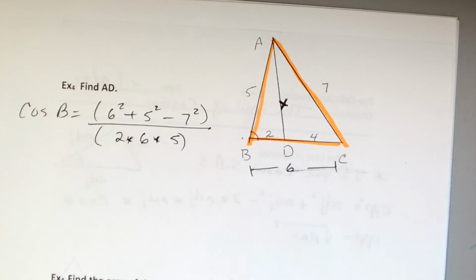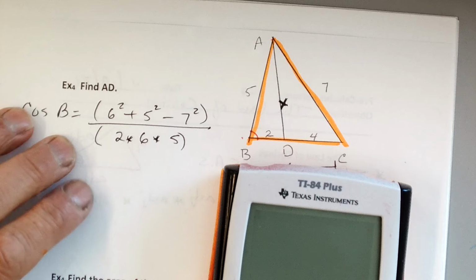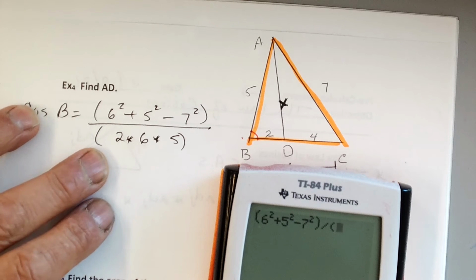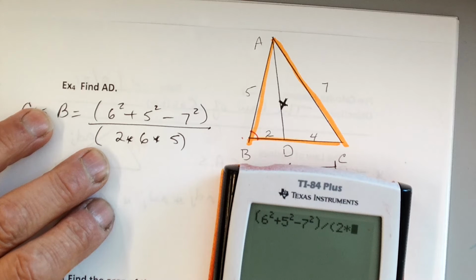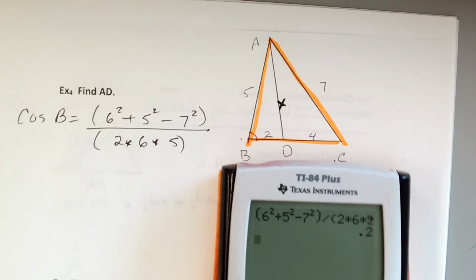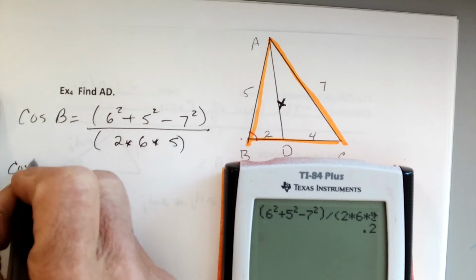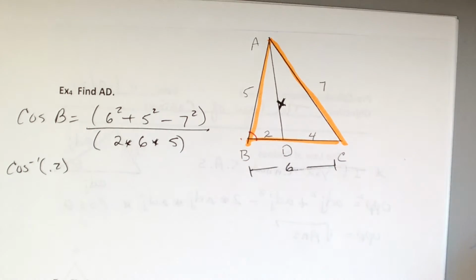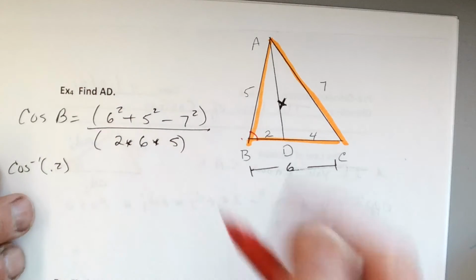All right, so let's see here. I'm going to go ahead and go parentheses 6 squared plus 5 squared minus 7 squared, divided by parentheses 2 times 6 times 5, and I get a decimal. Hope for 0.2, okay? And I'll cosine inverse that, right? So I'll go cosine inverse of my 0.2. I can do cosine inverse of that answer. So I get about 78.5 for angle B. I'm going to write that in there, 78.5.